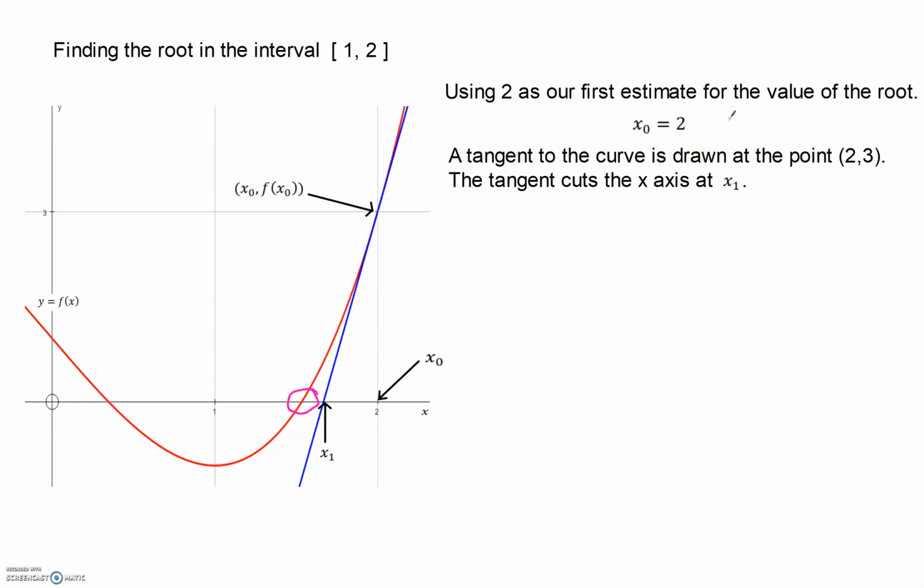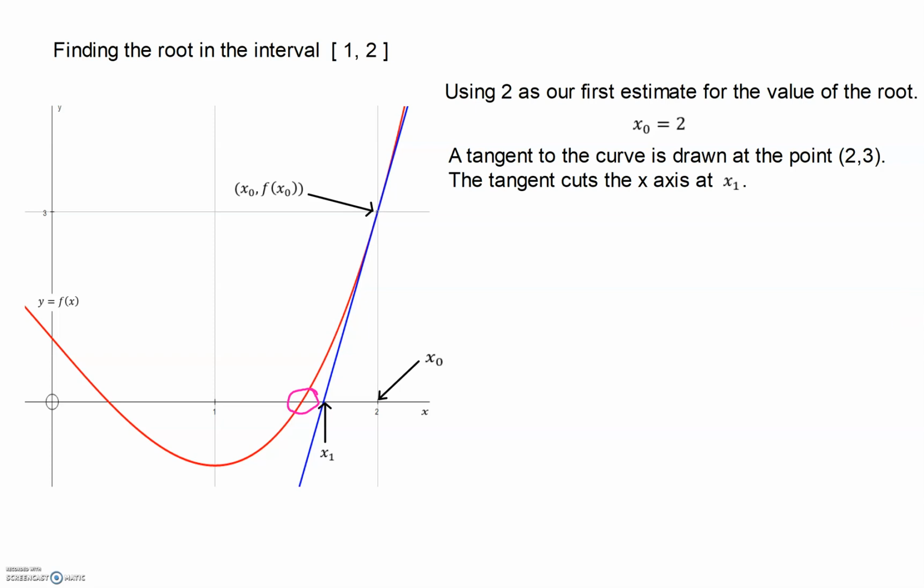Now, in the book, they actually use the start value as x1, but I prefer to use the start value as x0 because it's not an iteration, and it would be good to call x1 our first iteration. So we've actually chosen the value of 2 as x0, and we're going to have a look at how that can be used to find our root.